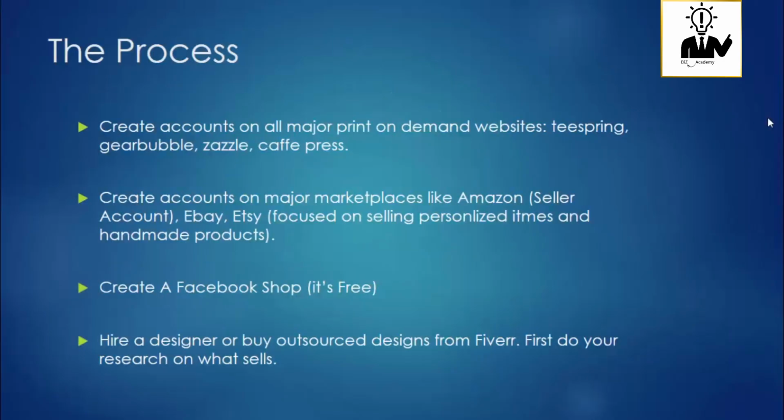Now, what is the process of this business model? It's pretty simple, and it's very similar to the previous ones that you have seen. First of all, you have to create accounts on the major print-on-demand websites. Well, not all of them, but some of them which are the best and the biggest, like teespring.com, Gearbubble, which we highly recommend, Zazzle.com, Cafe Press, and there are many others, but these are the biggest ones and the best in our opinion. You can look for other ones as well, no problem with that, but we definitely recommend you to start with Teespring or Gearbubble because they are pretty big and trustworthy websites.